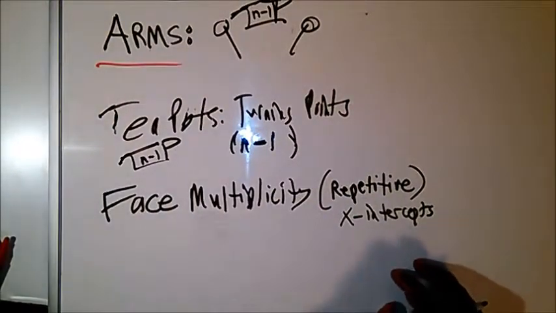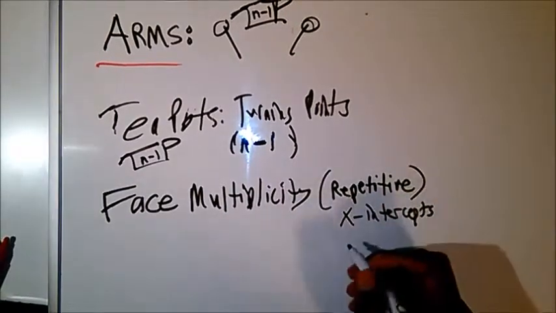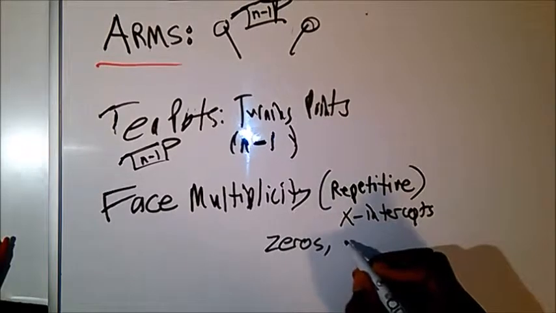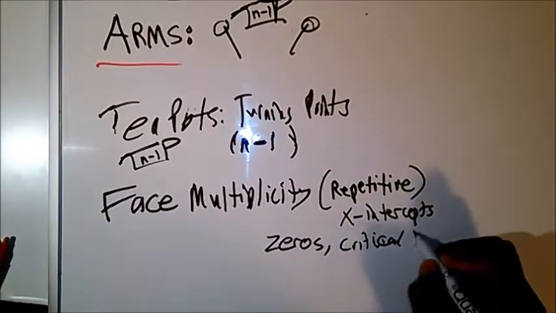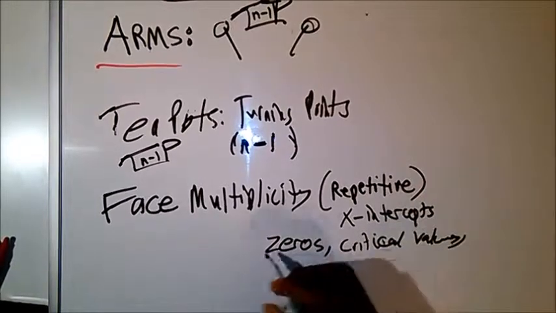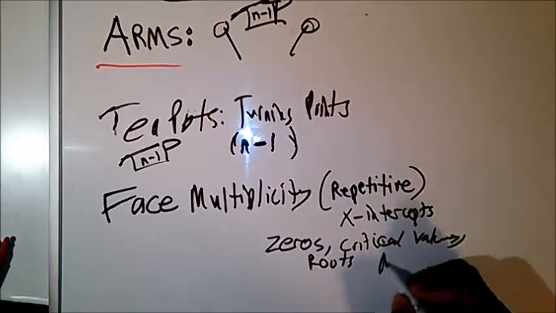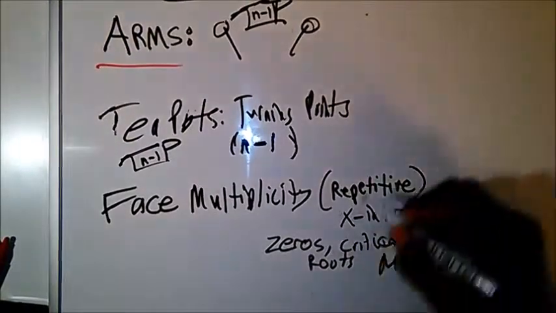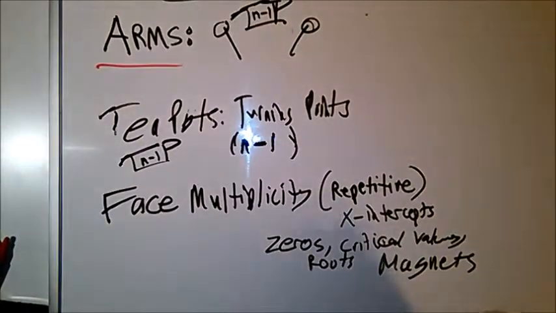And sometimes books give the face multiplicity, or the x-intercepts, nicknames like zeros, okay? Zeros, critical values. Sometimes they give the name roots. I like to call them magnets. Magnets. Okay, because when you draw them, it's as though you're touching magnets. Right? They're attracted to each other.